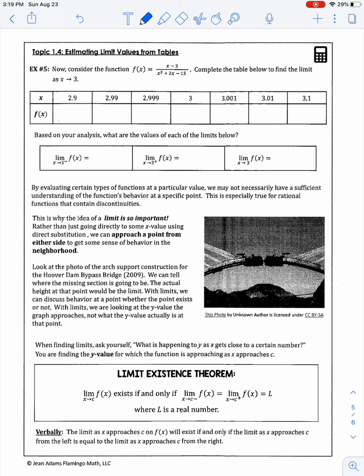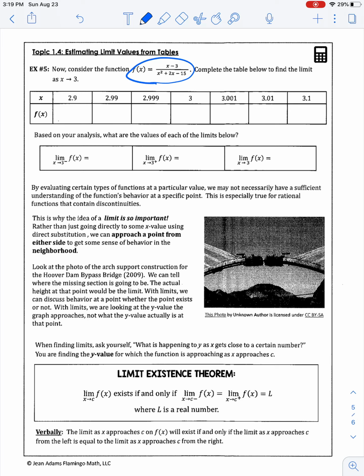Okay, estimating limit values from tables. Okay, so now consider the function. This is a rational function. Looks like it probably factors. Complete the table below to find the limit as x approaches 3. So we can type this into our calculator and then go to our table and adjust our table set so we can see these values. I'm going to go ahead and fill these in because I assume that's something that you guys can do and you'll get to practice that on your homework.